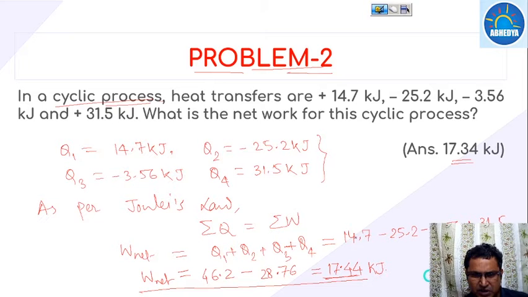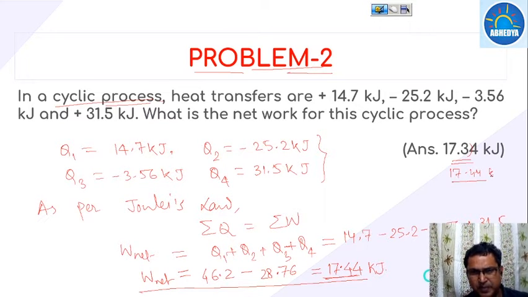Adding again, 46.2 and 28.76. This is 10 minus 6, that is 4. This becomes 11 minus 7, that is 4. So it should be 17.44 kilojoule. Okay.